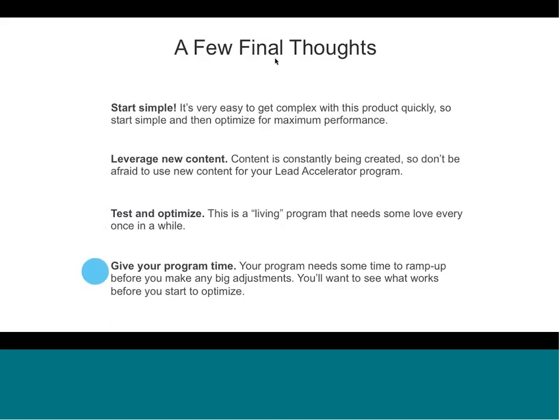And then give your program time. A lot of people want to see results within the first week, and that's really just not how this program is built. So you're going to want to give it some time to ramp up, to start to see performance, see what works, and then really start to optimize to that. So we typically say about a month, if not a little bit longer, is a good time to start making some adjustments, small tweaks, so some of the basics that we covered, before you start making some major changes to your program.